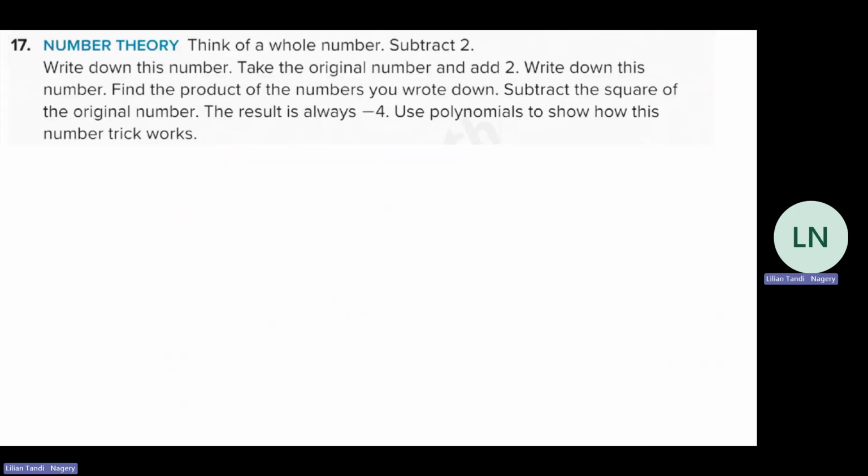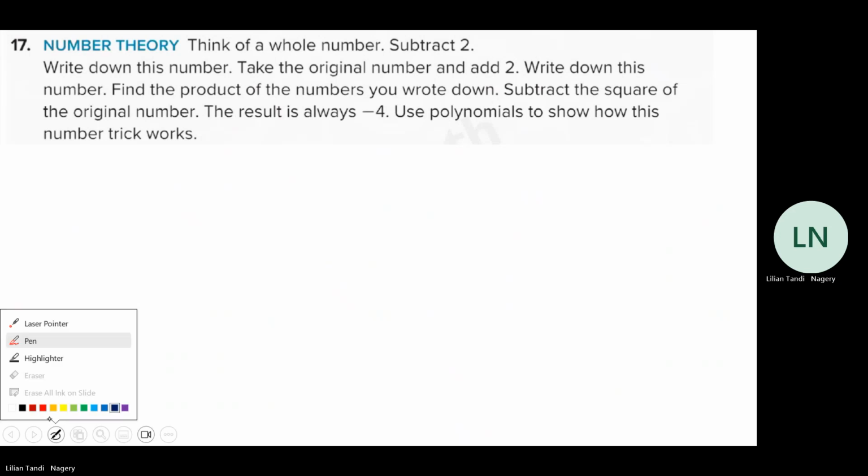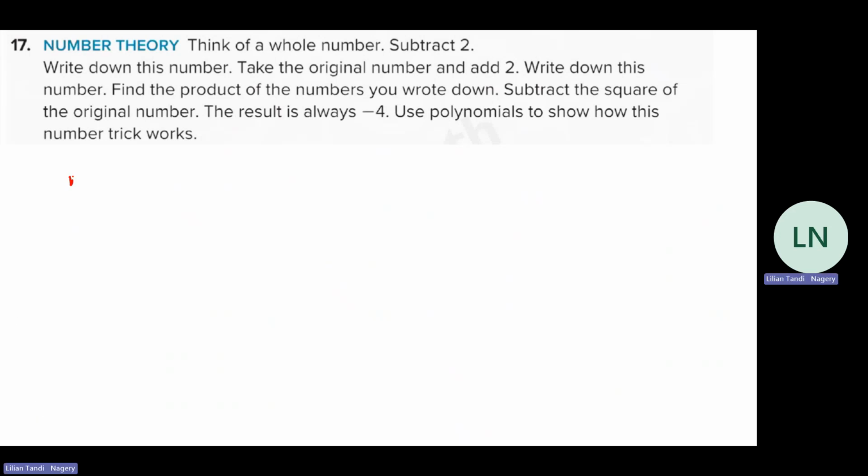All right. Think of a whole number. Think of a whole number, m. I don't like this color. Think of a whole number, m. Subtract 2. Write down this number. Take the original number, which is m, and add 2. Write down this number. Find the product of the numbers you wrote down.